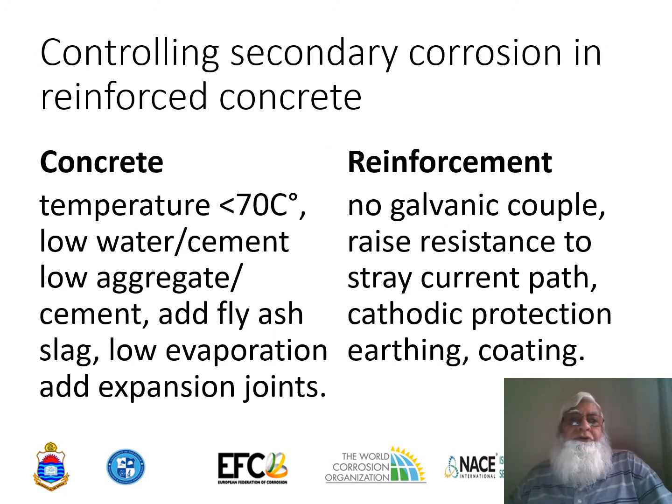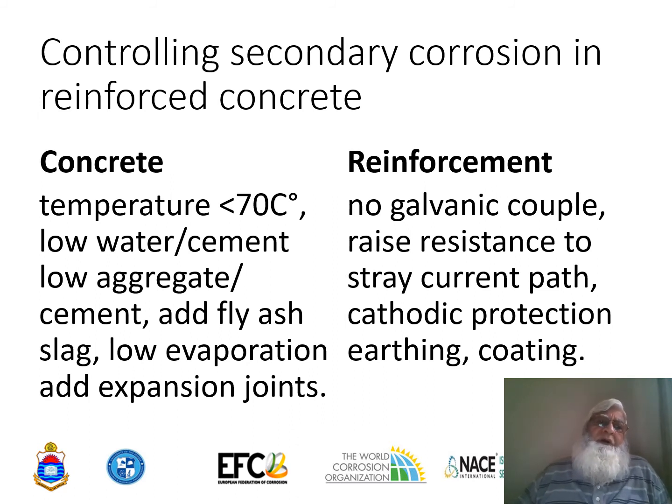Controlling secondary corrosion in reinforced concrete. Secondary corrosion means corrosion which is not directly coming from a chemical reaction or an electrochemical reaction. It is when the temperature exceeds 70 degrees centigrade, right? Ettringite, which is in fact a very complex and voluminous compound, if it forms in there, then definitely it's going to cause cracking of the concrete. So concrete buildings are normally kept at temperatures less than 70 degrees centigrade, to lower the temperature.